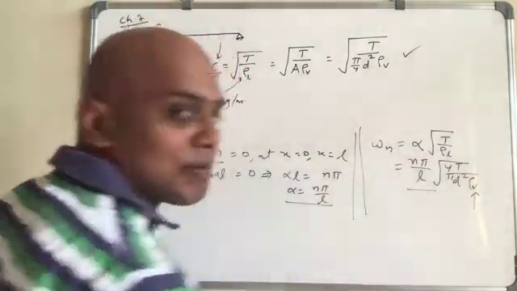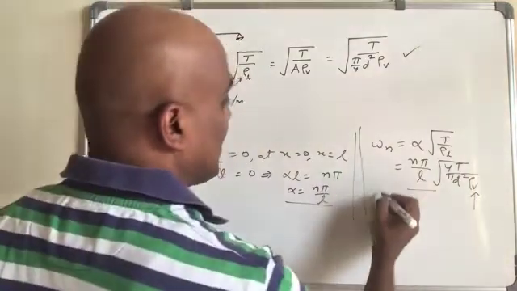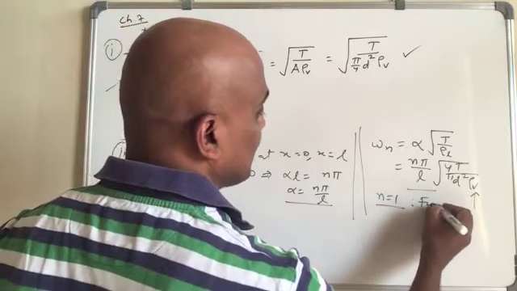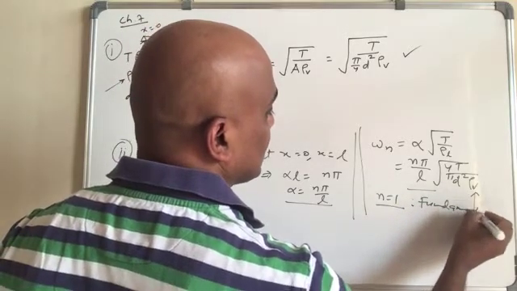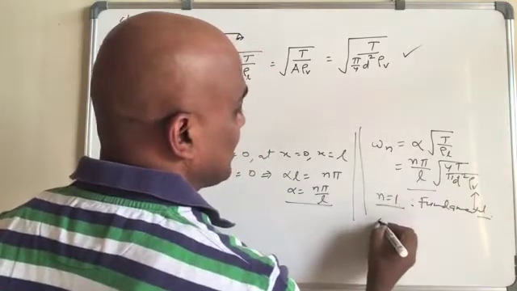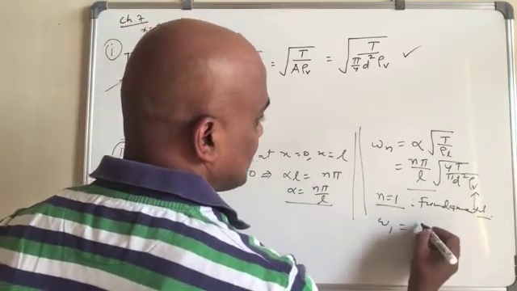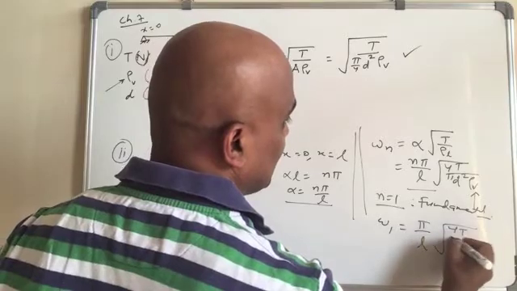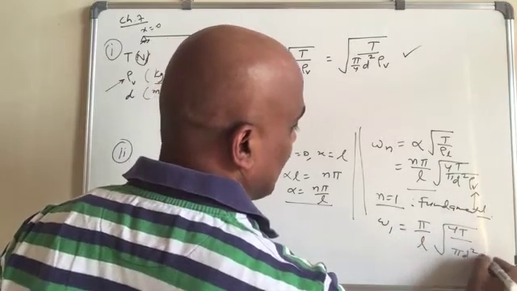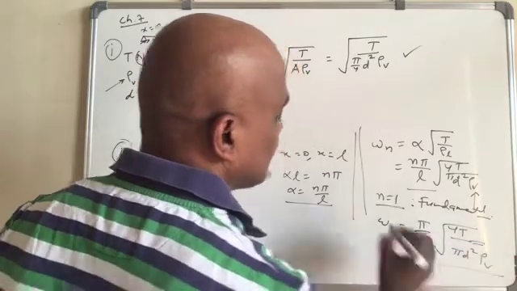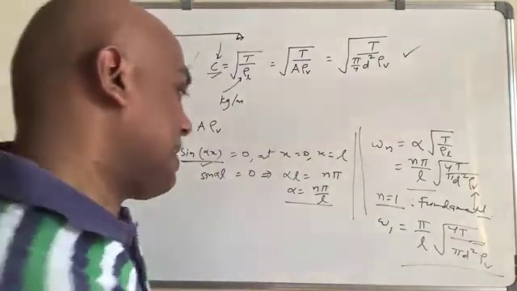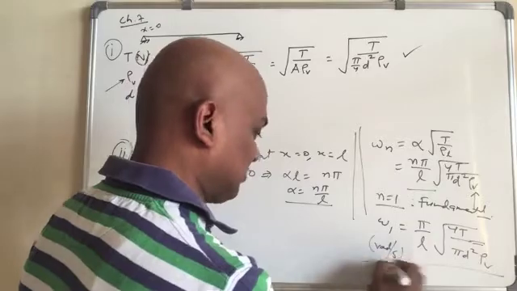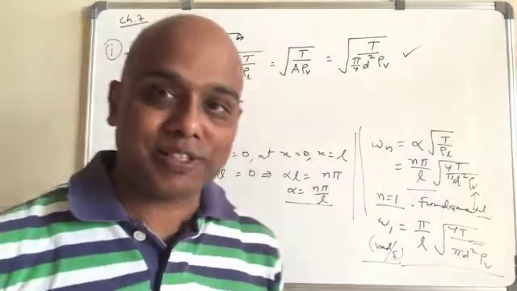Now the fundamental frequency, when n equal to 1, is the fundamental, the minimum, right? This is the fundamental. Hence you get omega 1 as the answer: pi over L times root of 4T over pi d square rho v, which will be the frequency. Again, I specifically said you have to give it in radian per second. This omega is in radian per second.